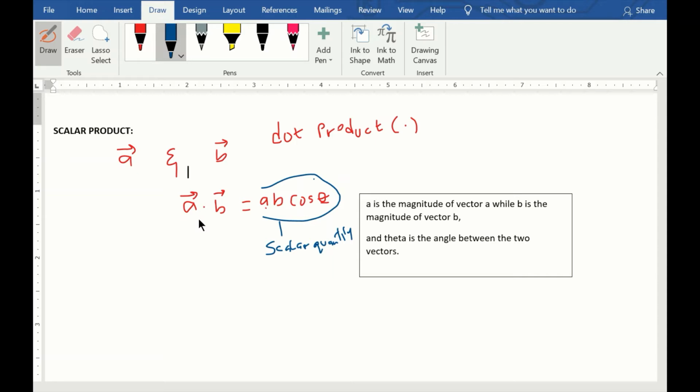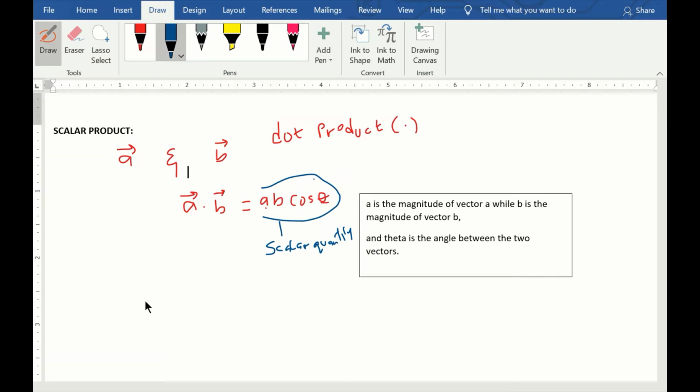Now, what if we are asked to find the scalar product? What is A dot B? The scalar product is the product of two vectors. When I say what is A dot B, it means that I am multiplying two vectors with their corresponding components. In the same way I added vectors, the same way we multiply vectors.